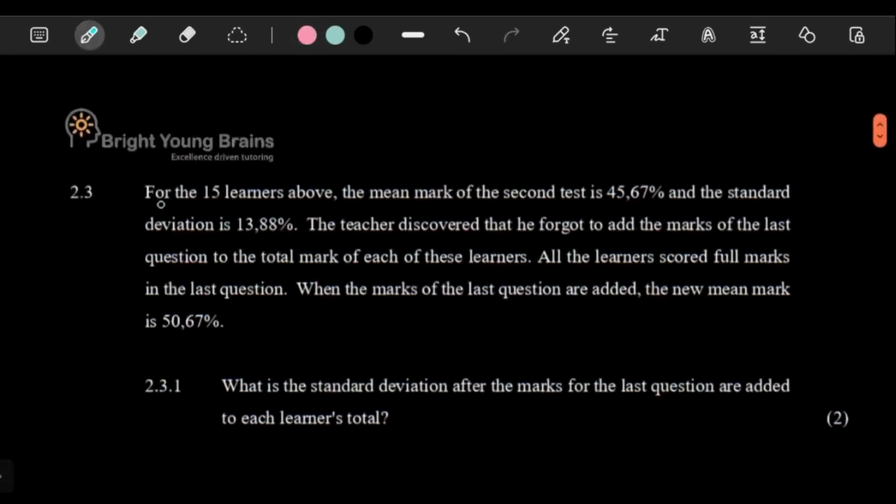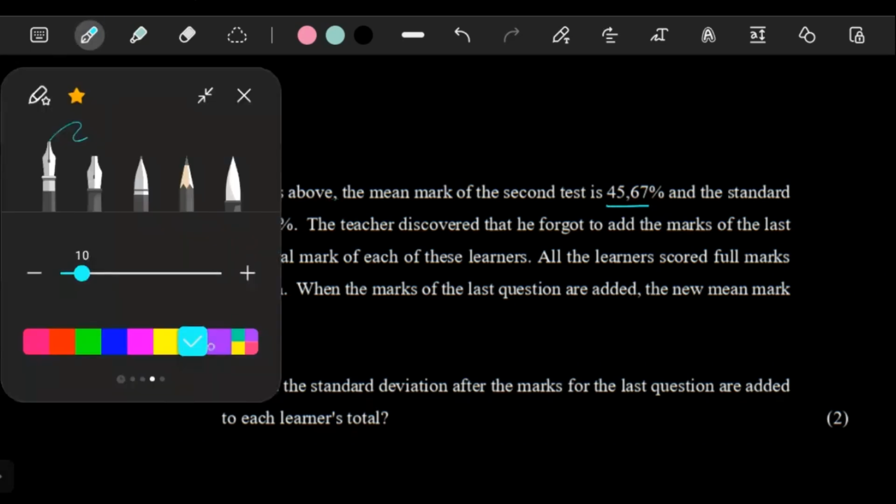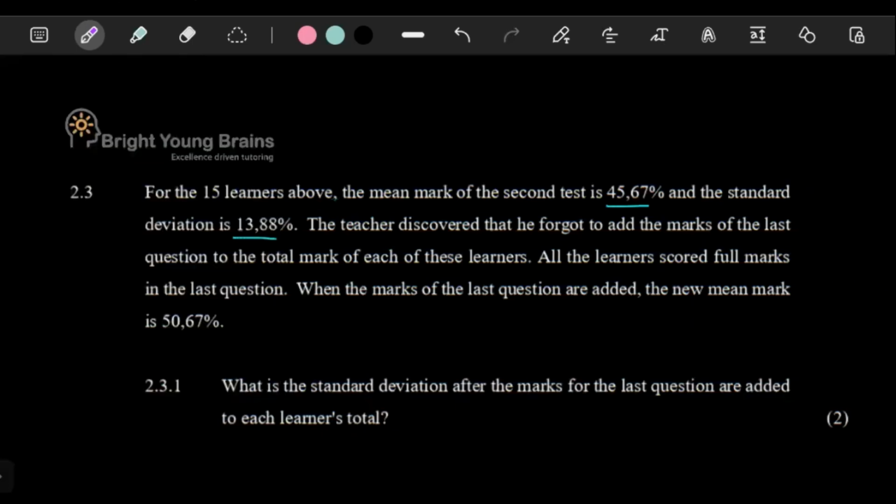For 2.3, it says, for the 15 learners right above, the mean mark for the second test is 45.67. So that's the average. And the standard deviation is 13.88. Oh, this is so familiar. Looks like something in the statistics course, actually.